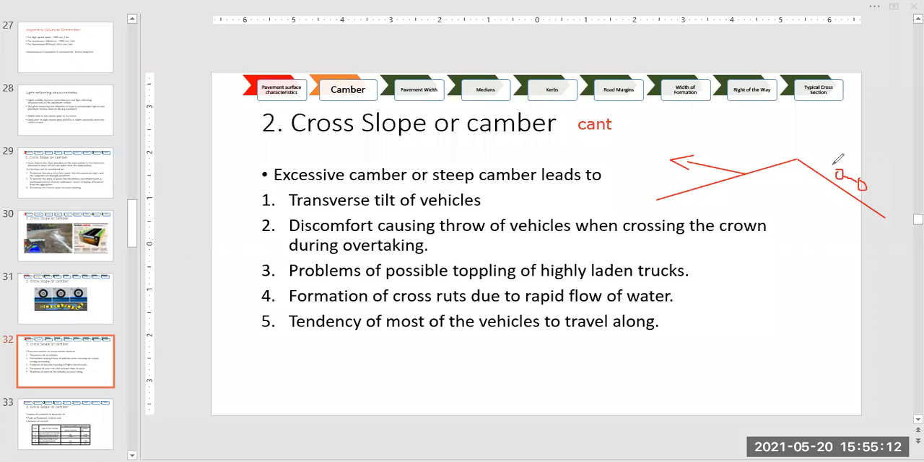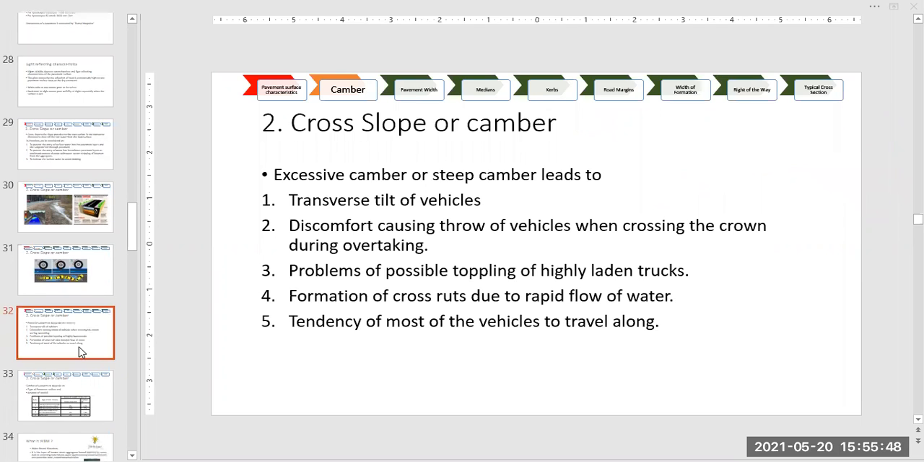This is a cross section. Say suppose heavy laden trucks. Based on this camber, there's a possibility that the vehicles might topple also. And not only that, the road also gets damaged very soon. That's called cross rutting because of the rain. So that is why we need to provide the optimum cross slopes for the pavement. So IRC has given us the recommendations on how the cross slopes are to be provided.